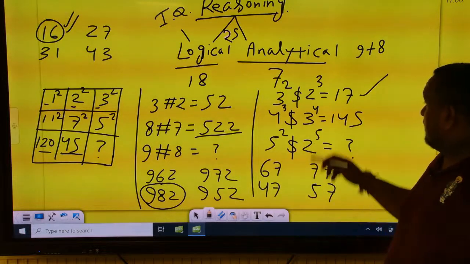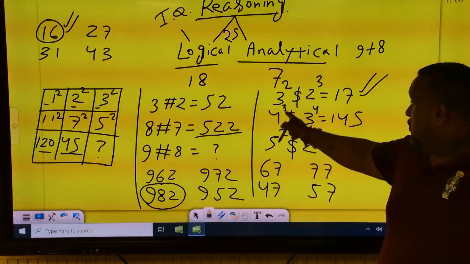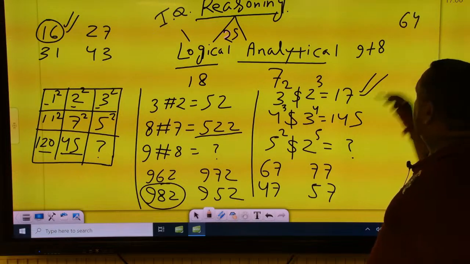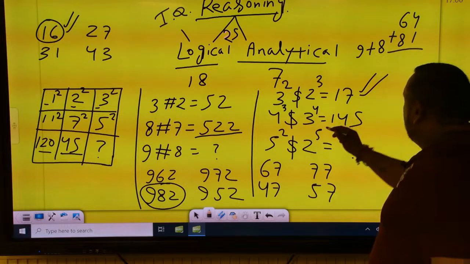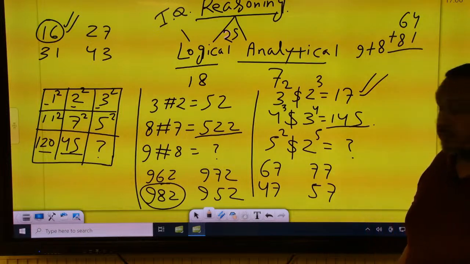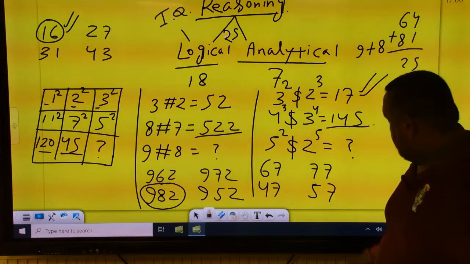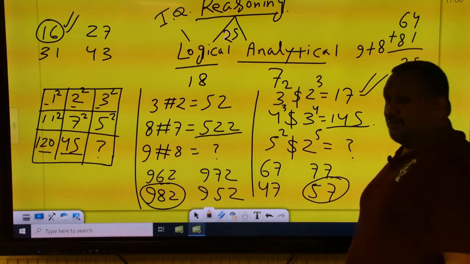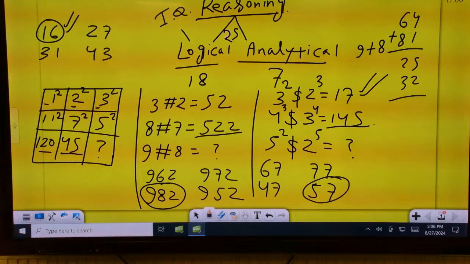Now 3 square 9 plus 2 cube 8, 17. 4 cube, 3 raised to power 4, 145. We do the same in each, right? 5 squared 25, 2 raised to power 5, 32. Answer is, yeah, it is so easy after listening to the logic. 57. Again, just tell me the score of the class.